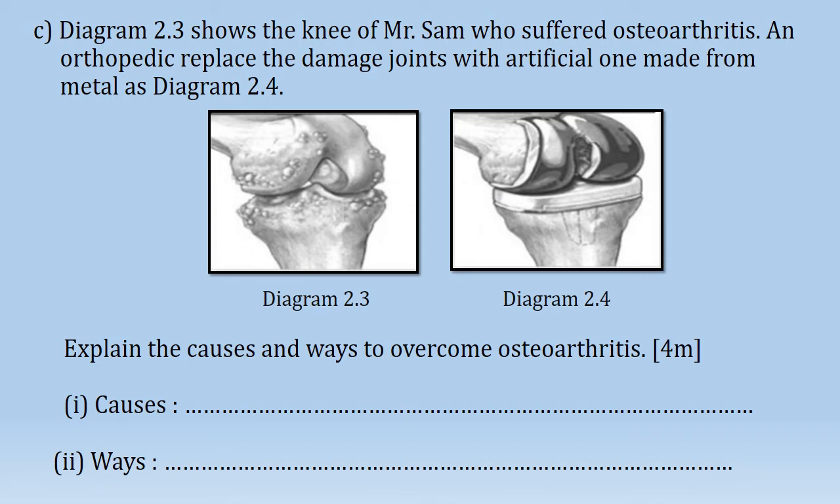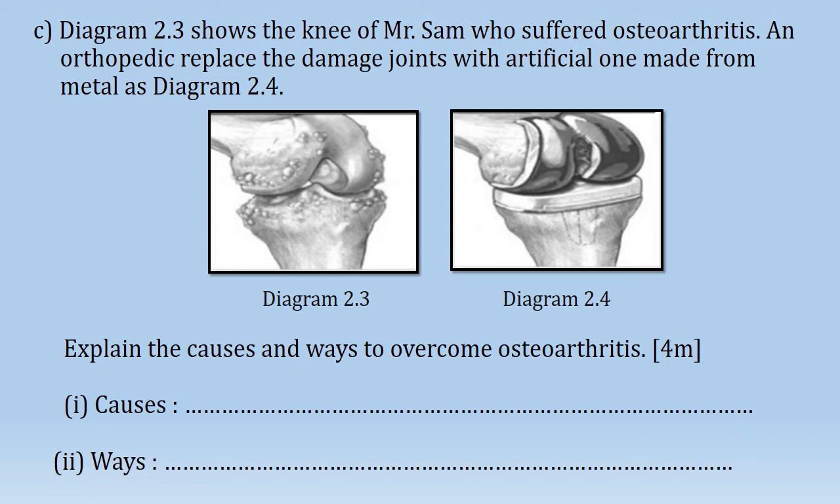C. Diagram 2.3 shows the knee of Mr. Sam who suffered osteoarthritis. An orthopedic replaced the damaged joints with artificial one made from metal as diagram 2.4. Question. Explain the causes and ways to overcome osteoarthritis. 4 marks.